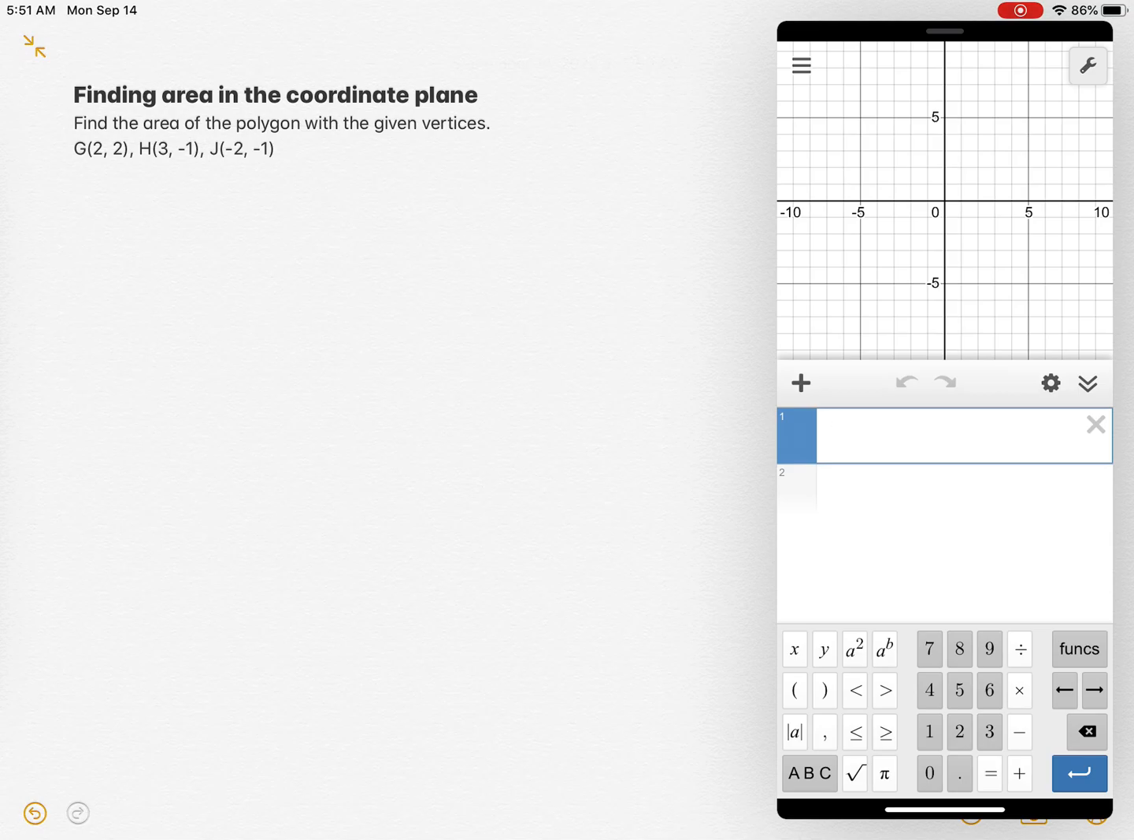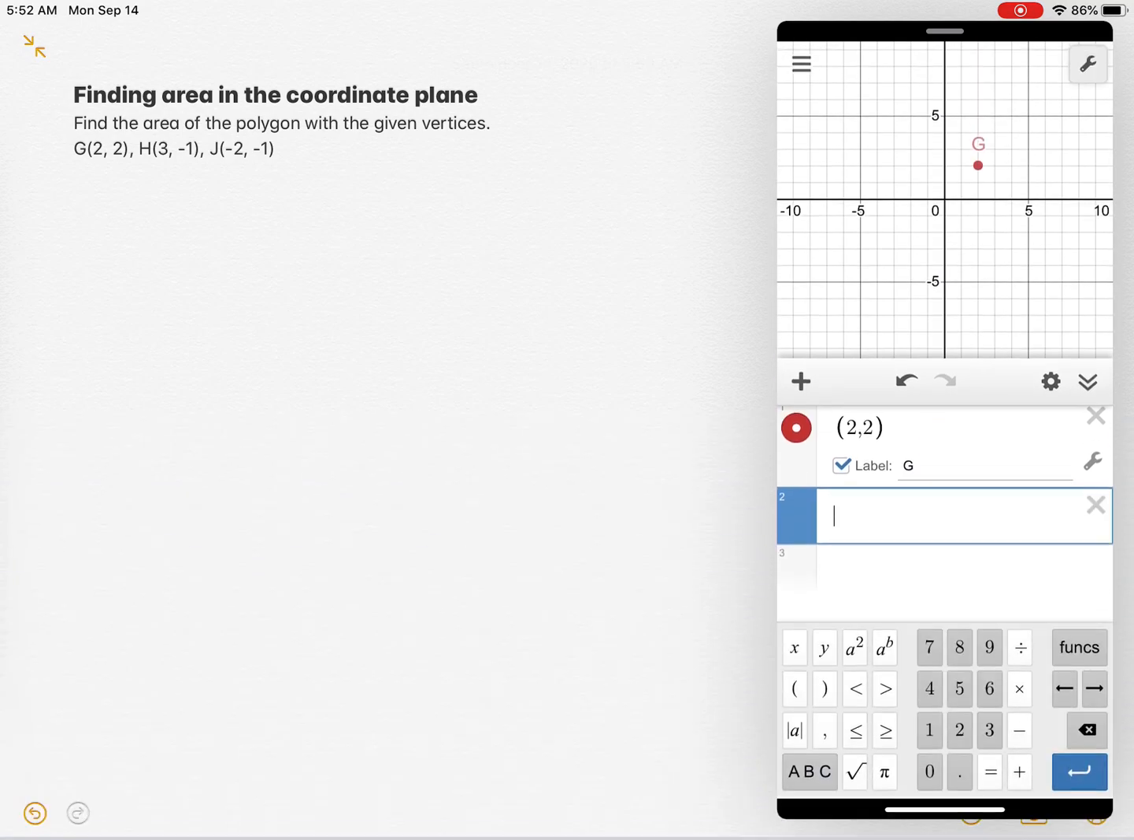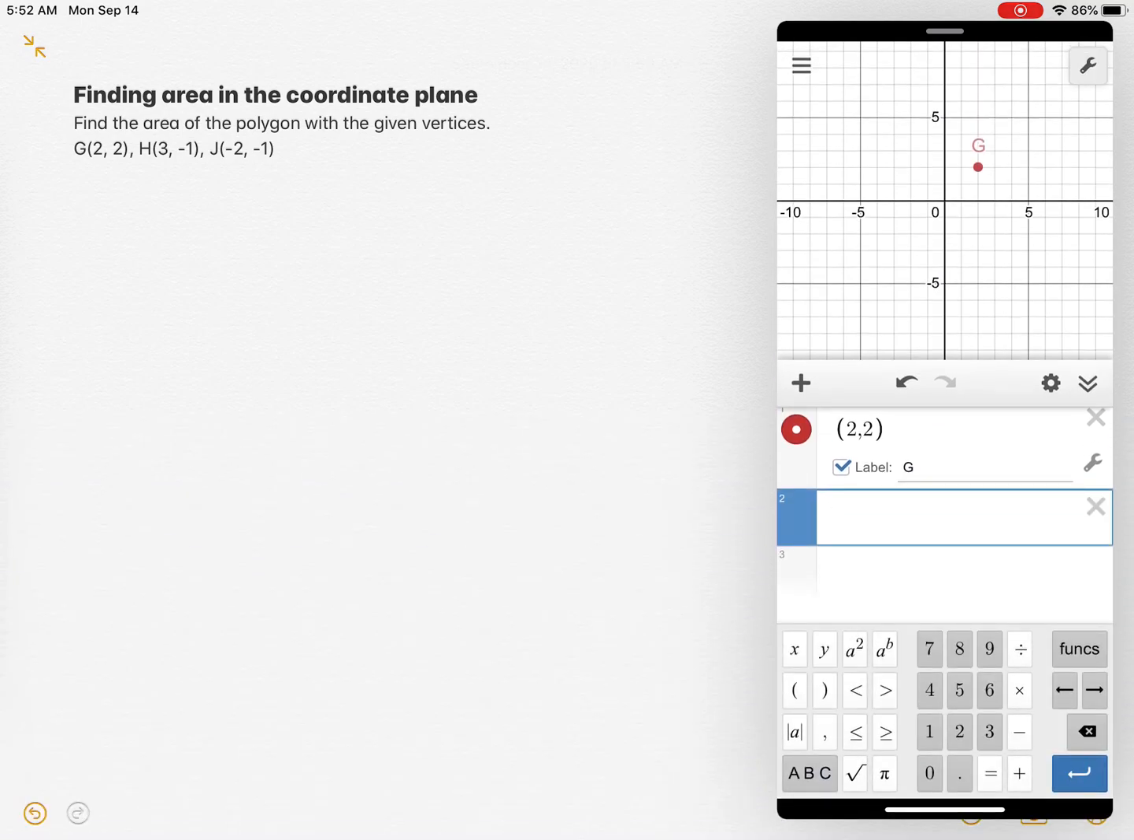So, very similar to how we started off with our perimeter problems, we are going to put those coordinates into Desmos just so we can see what our picture looks like. So type in the ordered pairs exactly the way you see them. If you'd like to label them, I like to do so. You don't have to.